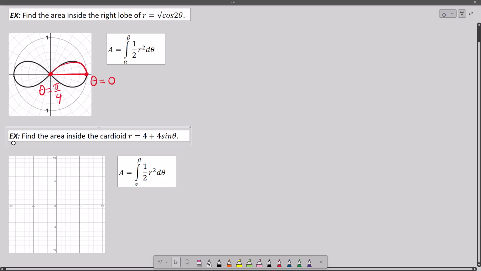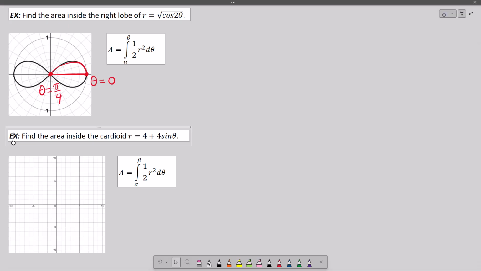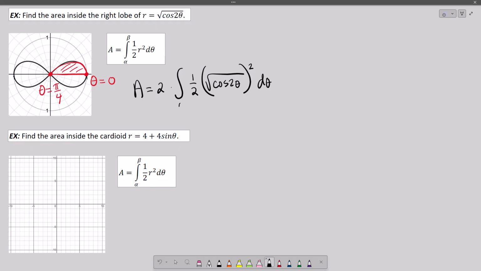So if we integrate from 0 to pi over 4, 1/2 r squared, we will get the area of that red crescent thing, this thing right there. If we want the area of the full eye, we're going to go 2 multiplied by 1/2 r squared. So this is r, we're going to square it, d theta, and we're going to go from 0 to pi divided by 4. This will give us the area of one lobe, one eyeball, the right side. That'll do it.